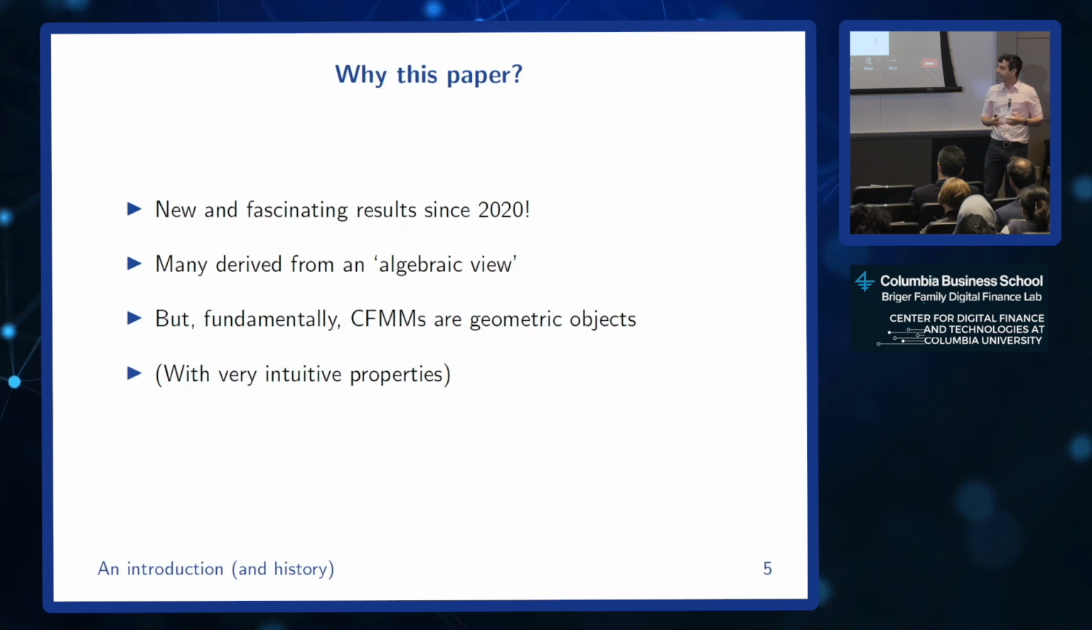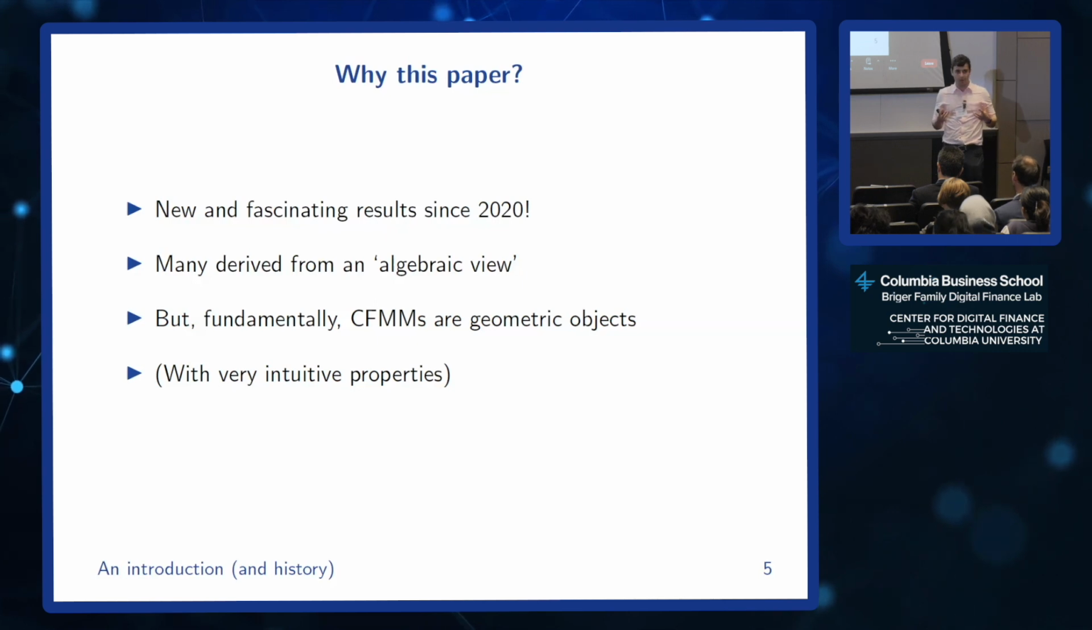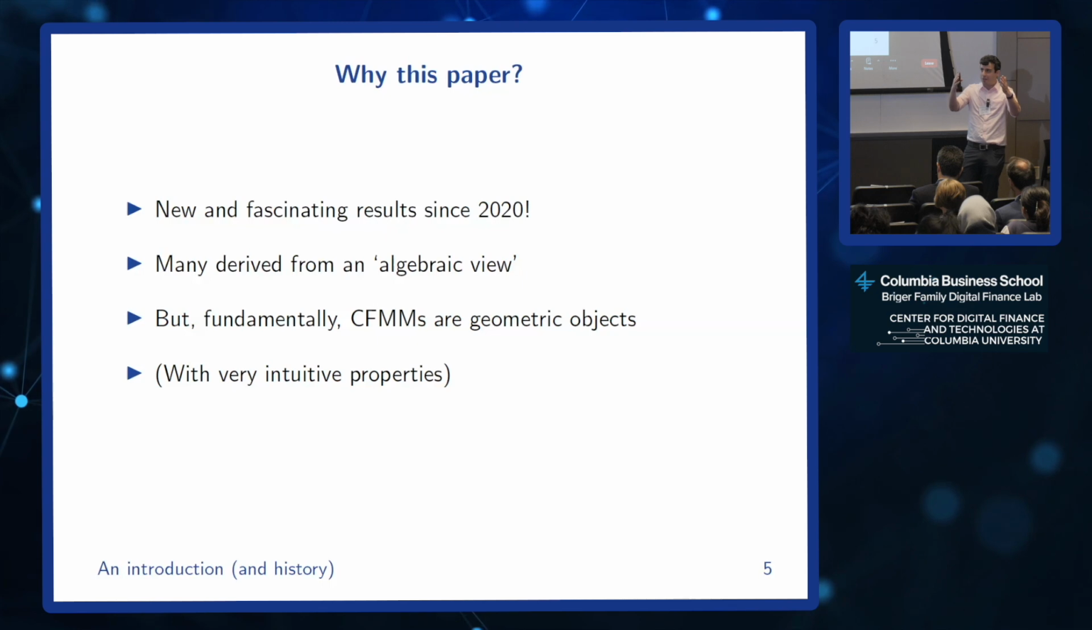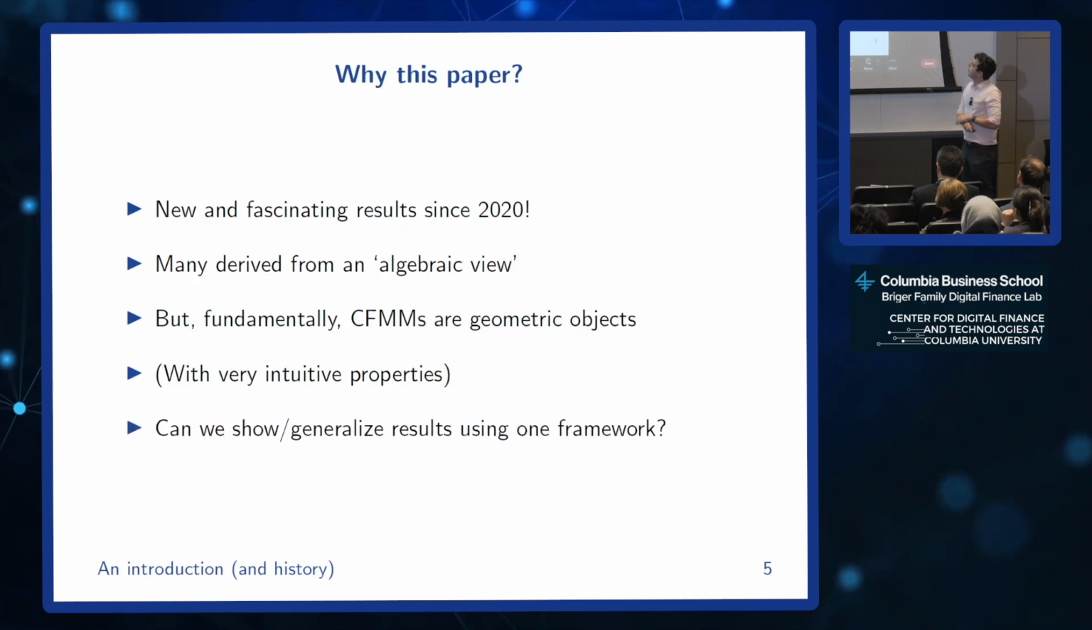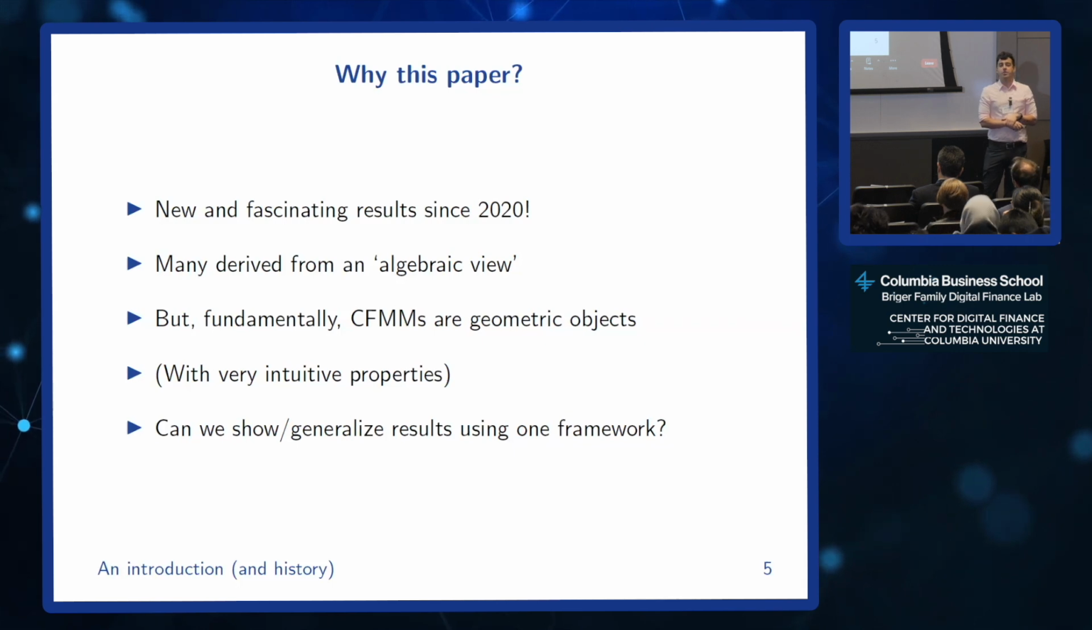We'll see what I mean by that in a second. But the point is that the geometric objects have very intuitive properties, both in the sense that there exists some algebra over these geometric objects that is reasonable, but also that you can picture them. The first thing that happens anytime someone presents Uniswap is, of course, they present the hyperbola that Uniswap has for its reserves. So can we show, based on this idea, a lot of the results that we now know for CFMMs and generalize them ideally?